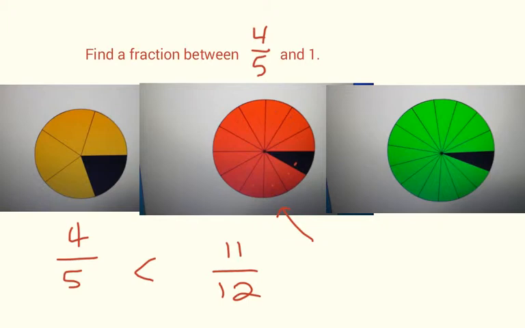I can do the same thing with the problem on the right. I have 1, 2, 3, 4, 5, 6, 7, 8, 9, 10, 11, 12, 13, 14, 15 pieces. And I have 14 colored in. So again, I can say 14/15 is greater than 4/5. Remember that this sign here is open to the bigger fraction, or it eats the bigger fraction.